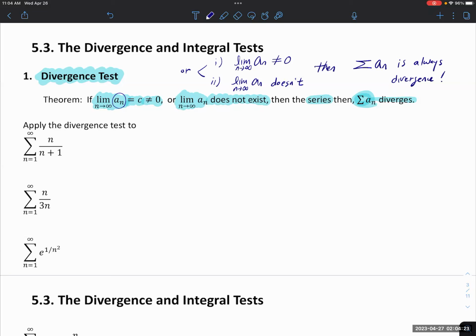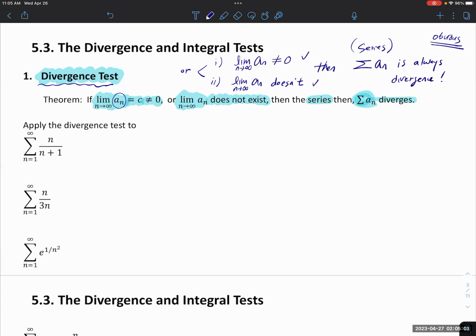Okay, so this is the rule of the divergence test. If you satisfy one of the conditions, then this series will always be a divergent series. Somehow it is obvious: if the limit does not exist, or the limit is not equal to 0, then the series is going to be divergent. Of course, the terms keep enlarging. So it might be a very obvious theorem, but let's check it out. I'm going to show you a couple of examples.